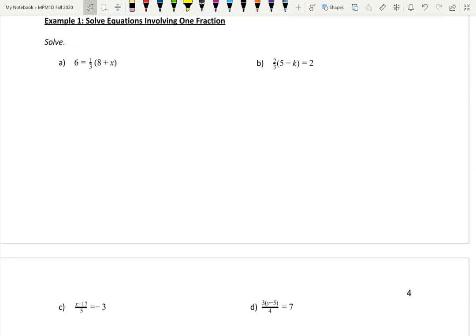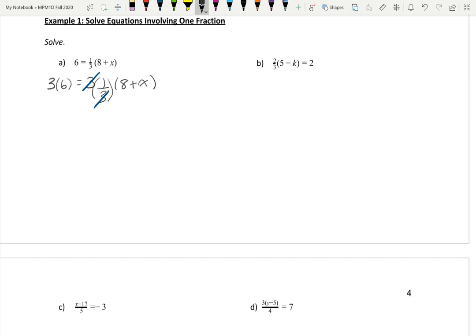So all terms must be multiplied by the denominator of that one fraction, which in A is 3. So all terms, this is a term, this is a term, on both sides of the equal sign must be multiplied by the denominator. So my next line is 3 times 6 is equal to 3 times 1 over 3, which is then multiplied by 8 plus x. I'm doing this to eliminate the denominator, get rid of the fraction, so that simplifying and solving is much easier for you.